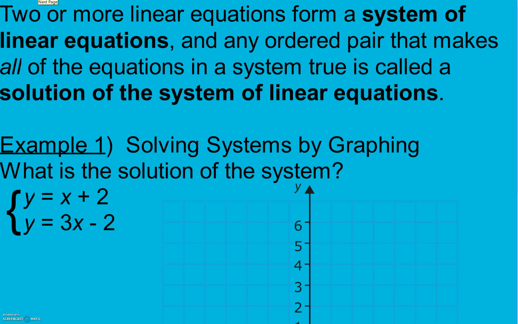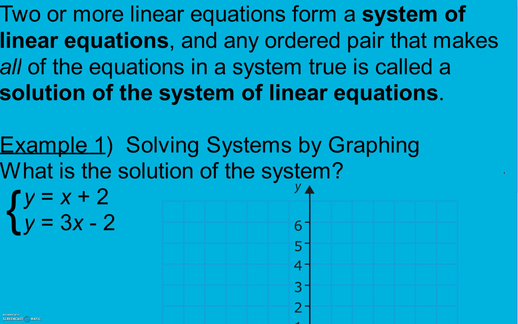Two or more linear equations form a system of linear equations, and any ordered pair that makes all of the equations in the system true is called the solution of the system of linear equations. Example 1 here is solving systems by graphing.